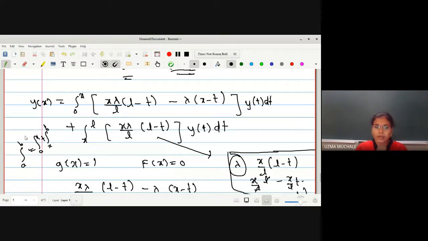कभी भी आप ये सॉल्व करोगे तो आपको a to b डायरेक्टली नहीं मिलेगा. It is in the form of a to x and x to b. In this case, it is of the form 0 to x plus x to l. What is your a? 0 and b is l. Yes, ma'am. Okay.